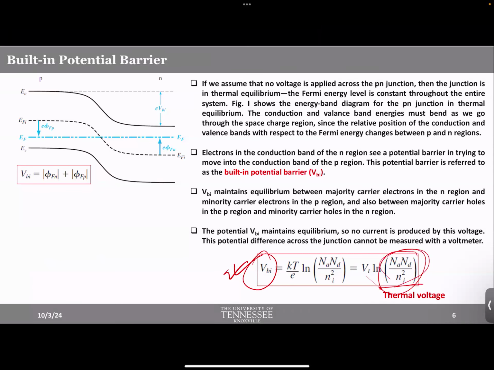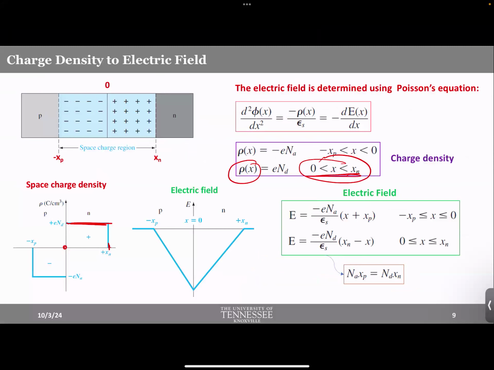Just based on NA and ND, you can calculate the built-in potential. But this is a very popular question, okay? So, are you okay so far? All right. And this is super simple, by the way.